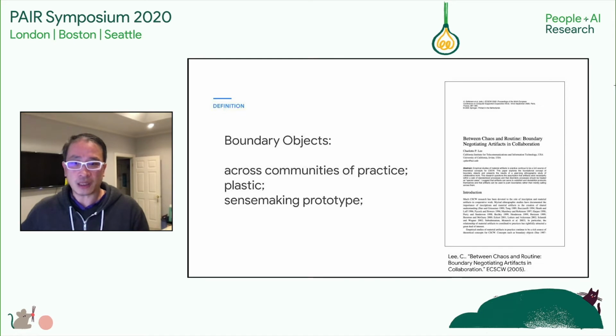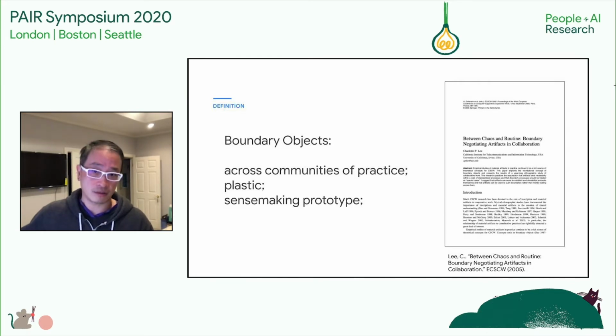These boundary objects are defined to be things that cross communities of practice. That means business owners, engineers, executives, as well as perhaps external researchers can look at these objects, these architectural diagrams, for example, or definitions of loss functions, and be able to understand them, to make sense of them.